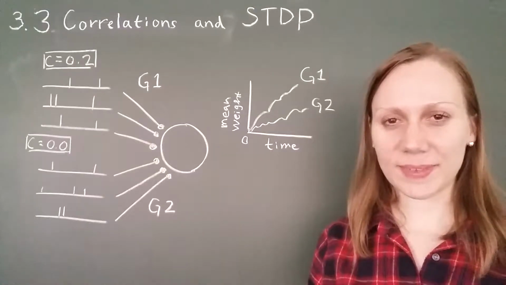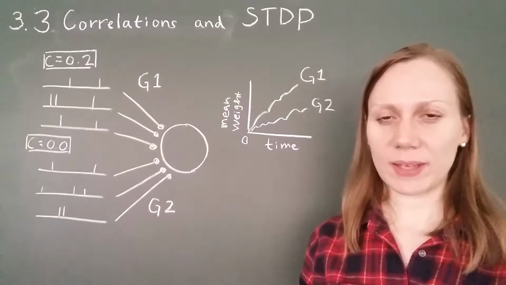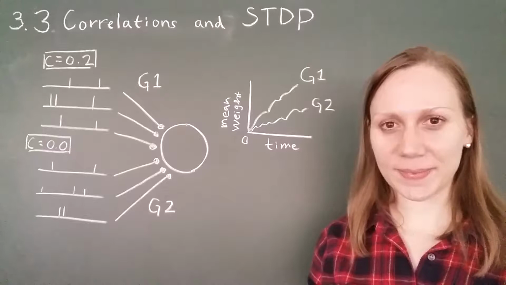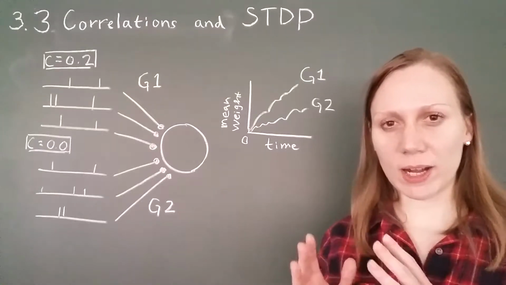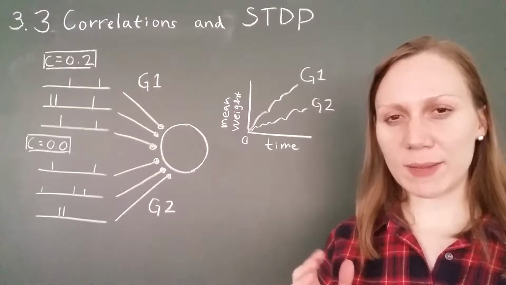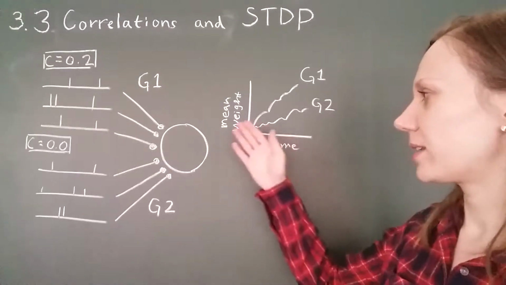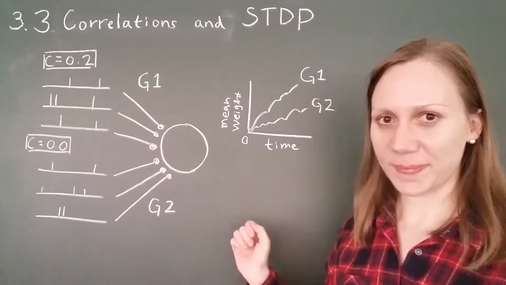Hello. We now have a neuron model with spike time correlations in its inputs and STDP in its synapses. Now we'd like to see what the effect is of having spike time correlations on the result of STDP. To test this, let us take this neuron model with two separate input groups.